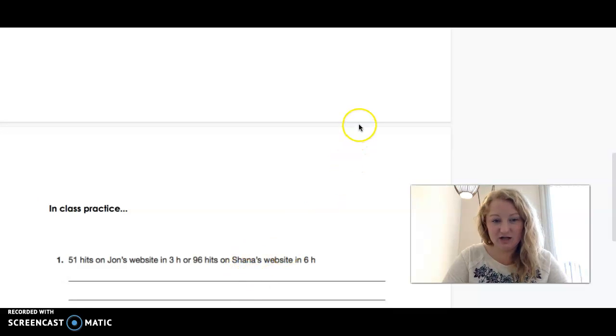51 hits on John's website in 3 hours. That means 51 people visited his website in 3 hours, or 96 hits on Shayna's website in 6 hours. So which one has the greater rate? Who got more hits per hour? Hour is our form of measurement here, so we can compare those rates.